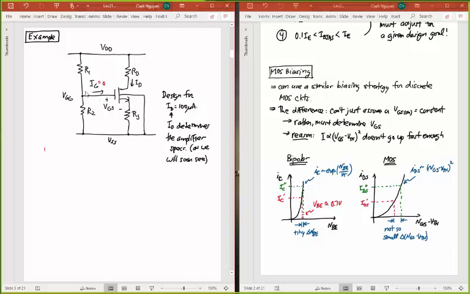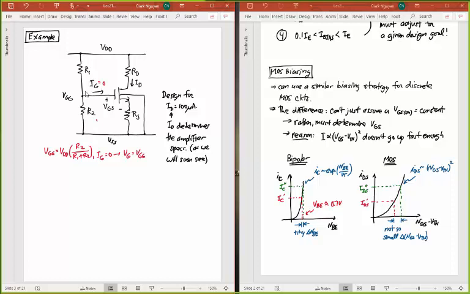So I can immediately write that this voltage VGG is going to be equal to VDD times R2 over R1 plus R2. I've already said that IG is equal to 0, and that basically means that my gate voltage is going to be equal to VGG. Very obvious thing right there.